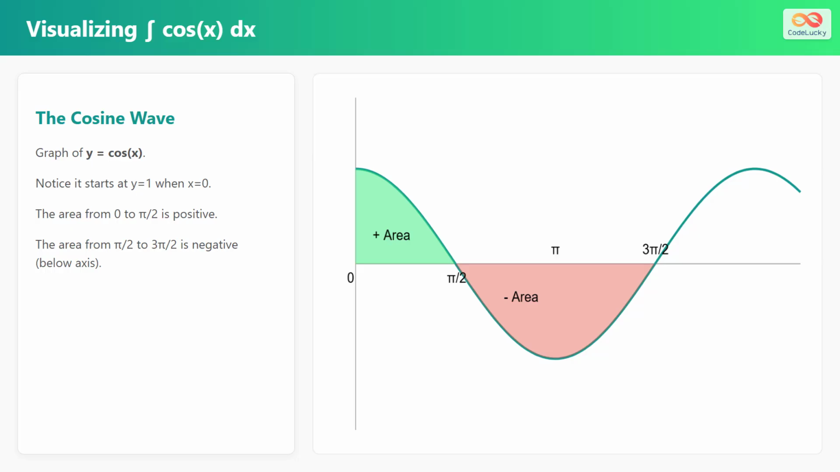Now, consider the cosine wave. It starts at a peak of 1. The area is positive until the curve crosses the axis at pi over 2, then it becomes negative. This shifting pattern is why the integral of cosine relates back to sine.